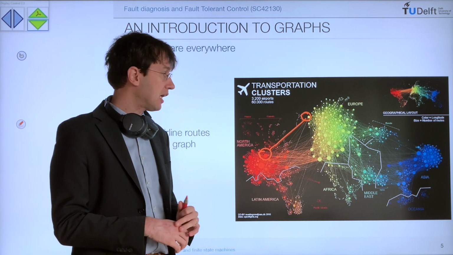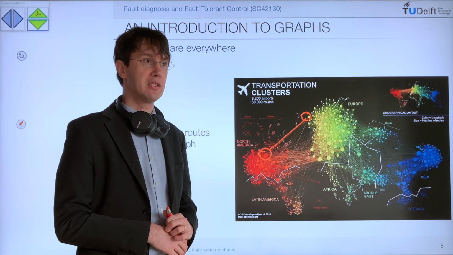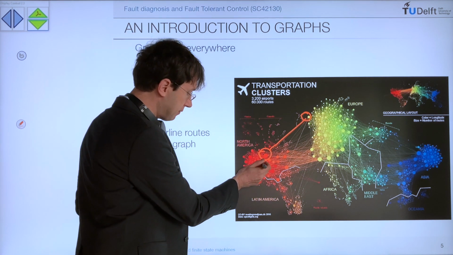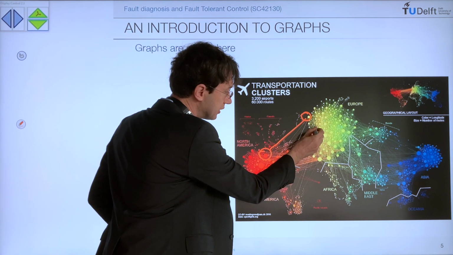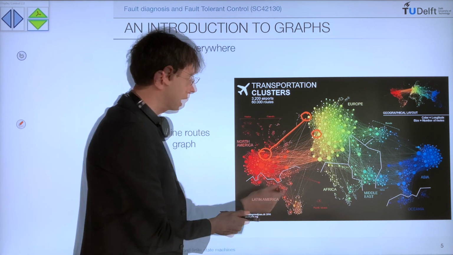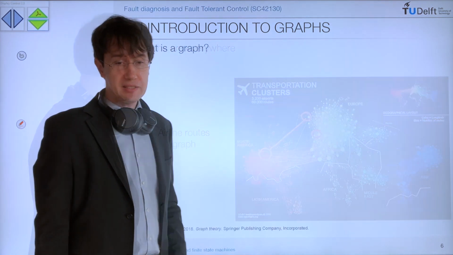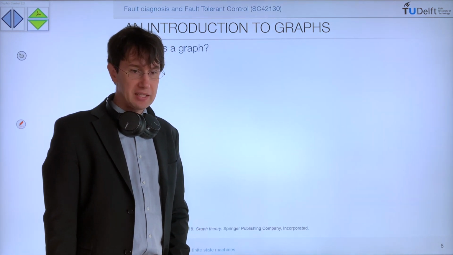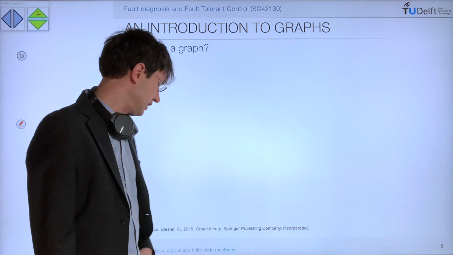So if one of these hubs is down, then connectivity can be lost. There is no longer a way to fly from one place to another. And you can see it, for instance, maybe this here can be one of those clusters. So it is represented with a bigger node, and they have a lot of edges coming in. But let us now go back and provide a more formal introduction to what a graph is.